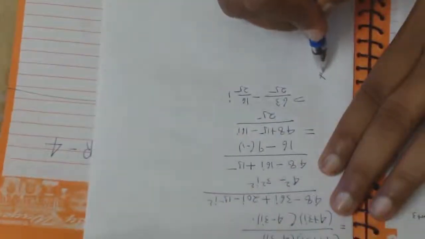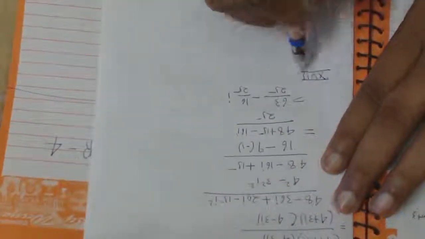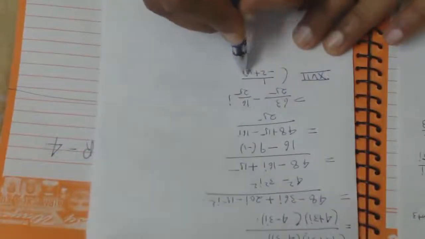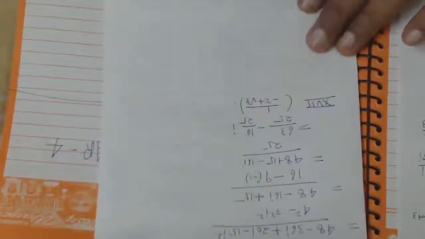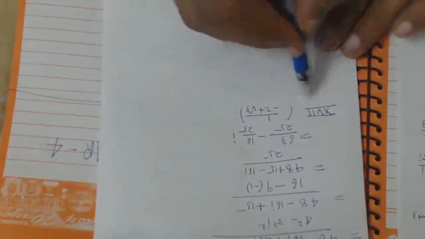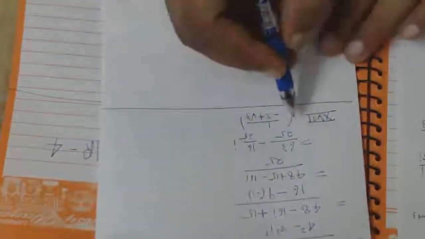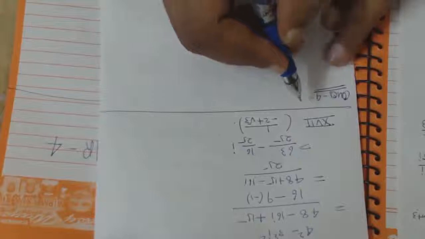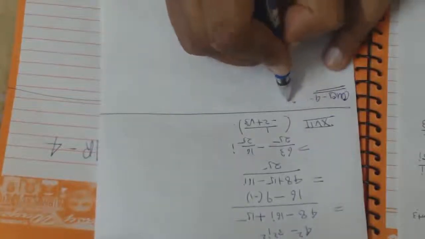Okay, try this. 1 over minus 2 plus root 3. After completing this, I'm taking question number 4. We have to find out x and y.